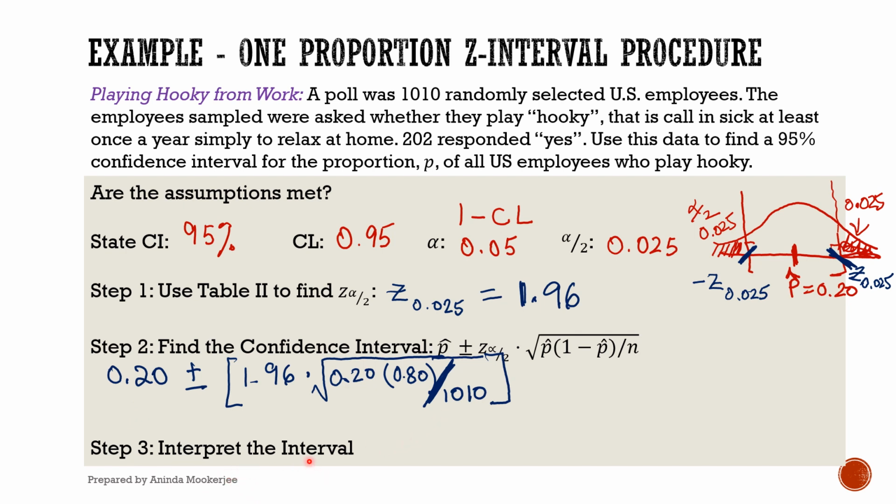Once we do the calculations, we should come up with a value for the endpoints, which is 0.175 to 0.22. You can run your calculators through this for the calculated value. So 0.175 is the lower end of the interval, and 0.22 is the upper end of the interval.